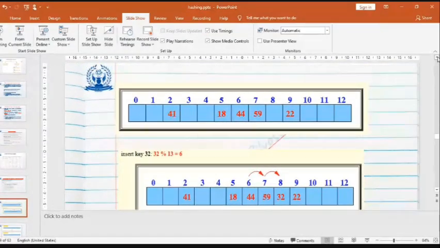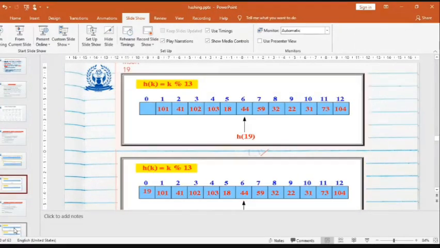Okay, one more example. Suppose this is our hash table. Suppose we want to insert one more key, 32, into this table. What will happen? What is the size of this hash table? 13, so 0 to 12 is the size of the hash table. The hash function is 32 mod 13, so you got 6. At the sixth position, we already have 44, so we cannot store 32 there. We check the 7th position, which is also not free. So we go for the 8th position. The 8th position is free, so we can store 32 at this location.